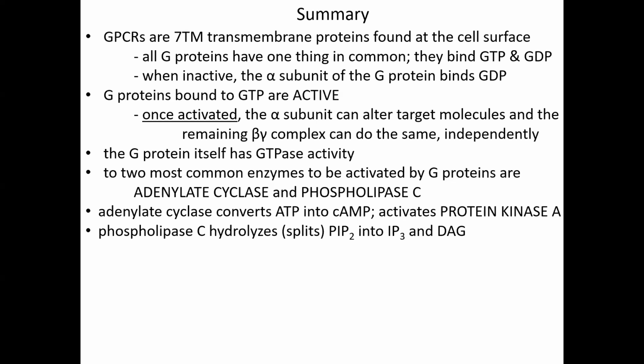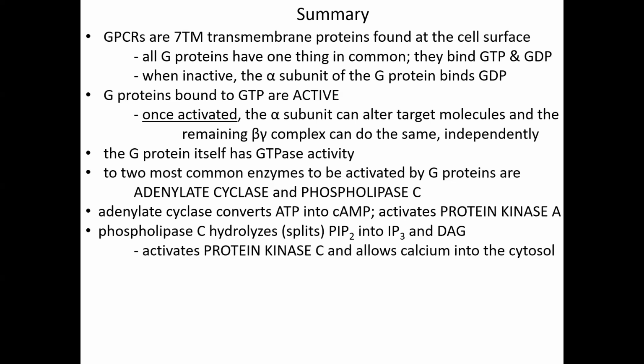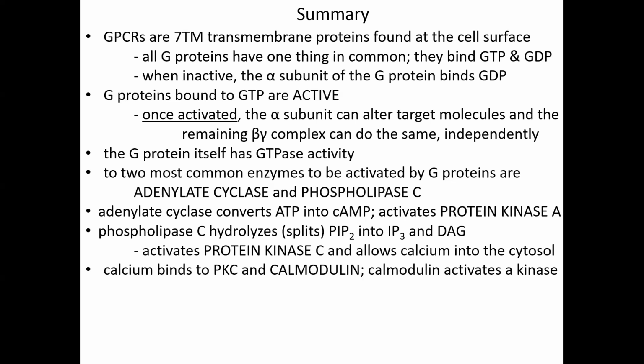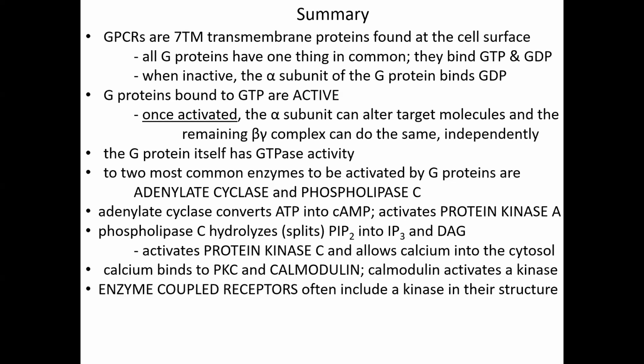If a G protein turns on phospholipase C, it is going to hydrolyze the phospholipid PIP2. PIP2 breaks down into IP3 and DAG. DAG is going to turn on protein kinase C, and IP3 is going to allow calcium into the cytoplasm from the ER. Once calcium is in the cell, it's going to bind to calmodulin. Calmodulin is going to activate CaM kinase, and we're back to this: you turn on a kinase, you're changing the cell's behavior story.